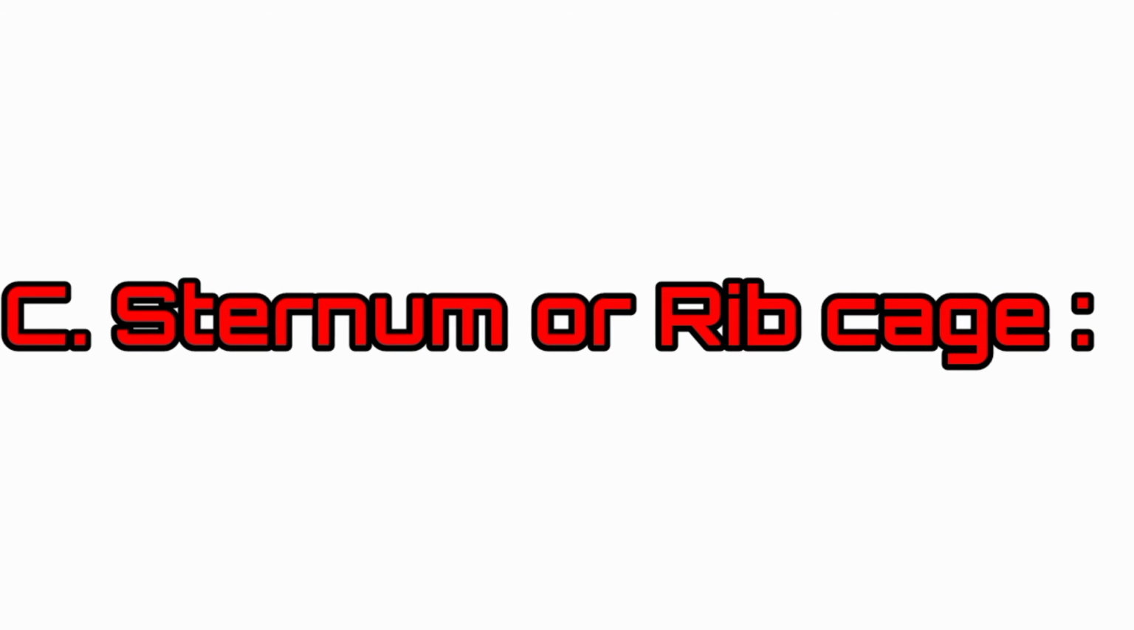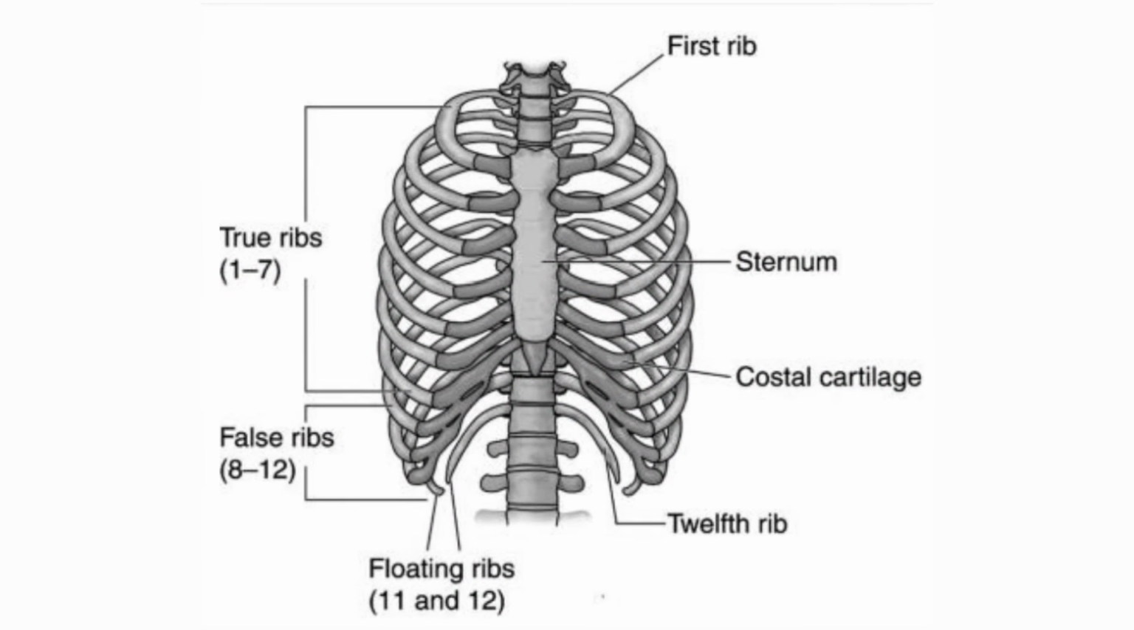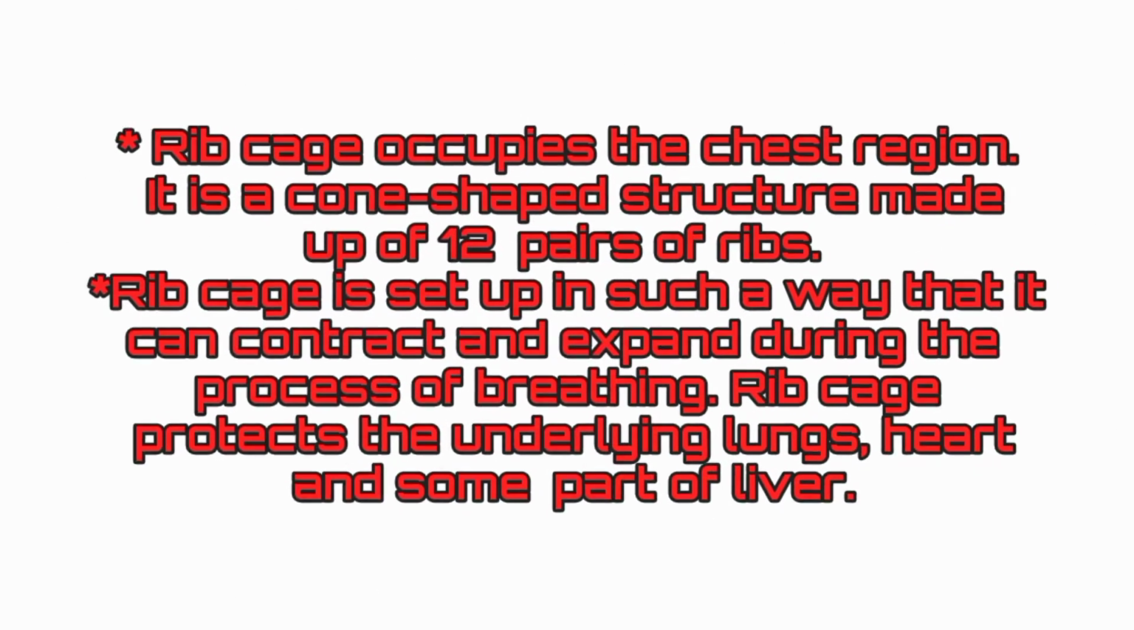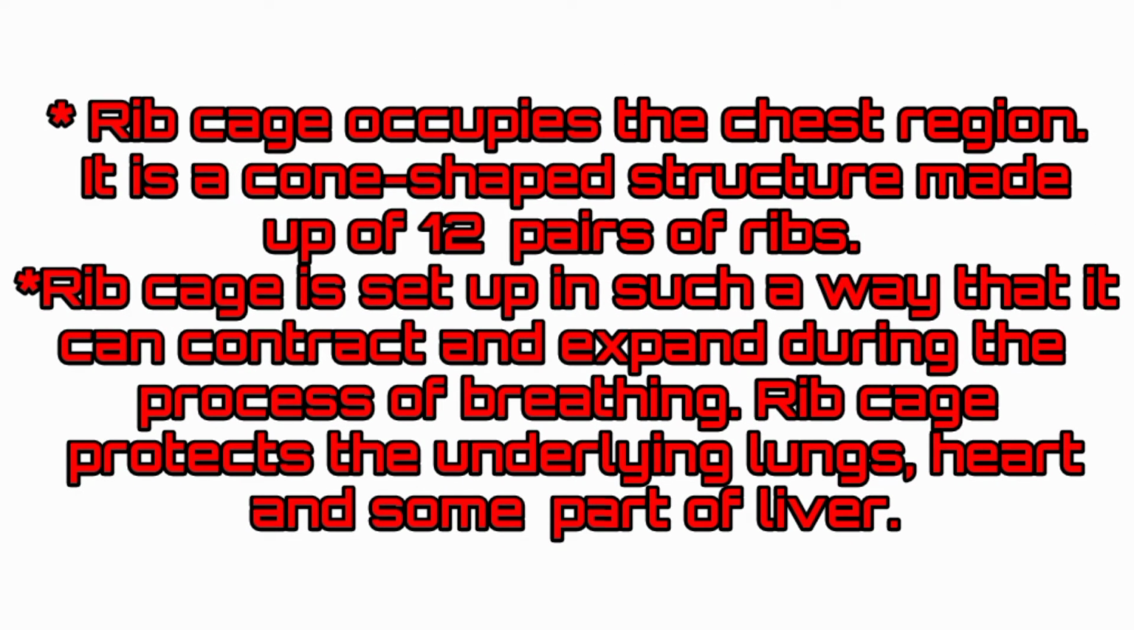Sternum or ribcage. Ribcage occupies the chest region. It is a cone-shaped structure made up of 12 pairs of ribs. Ribcage is set up in such a way that it can contract and expand during the process of breathing. Ribcage protects the underlying lungs, heart, and some part of liver.